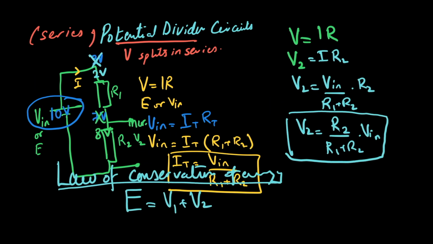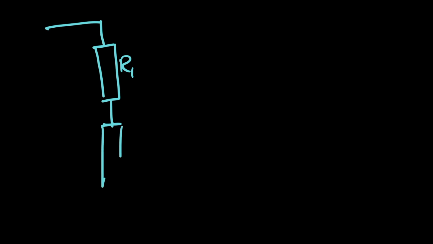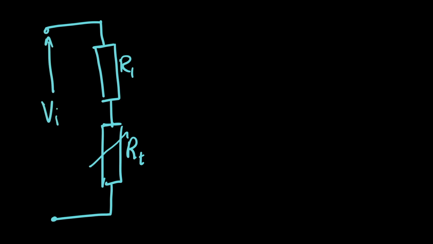As another example, let's say you have this resistor over here, R1, and another resistor over here, labeled RT because this is a thermistor, and you have connected them to a voltage Vn. So यहाँ battery लगी हुई है Vn की जगह. And the question is, you have to find out what is the voltage across the thermistor.